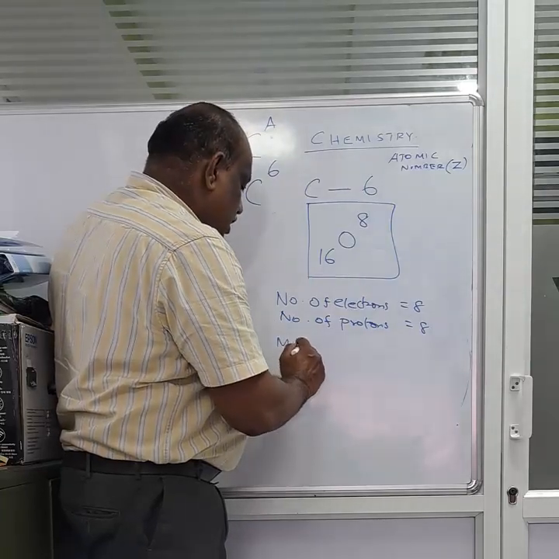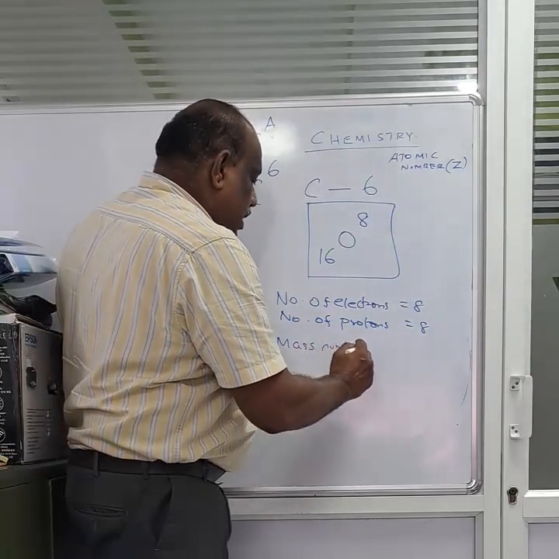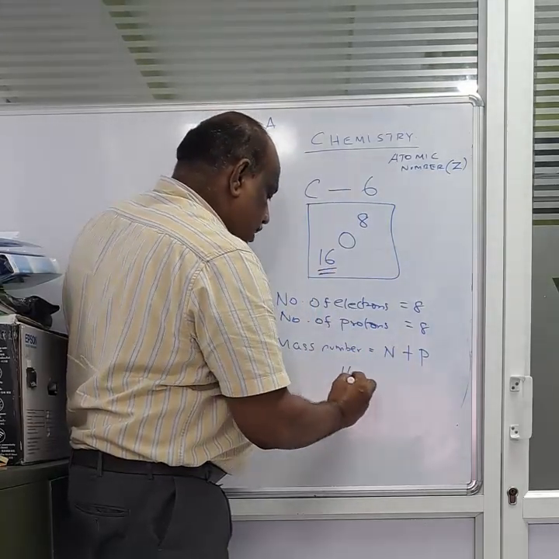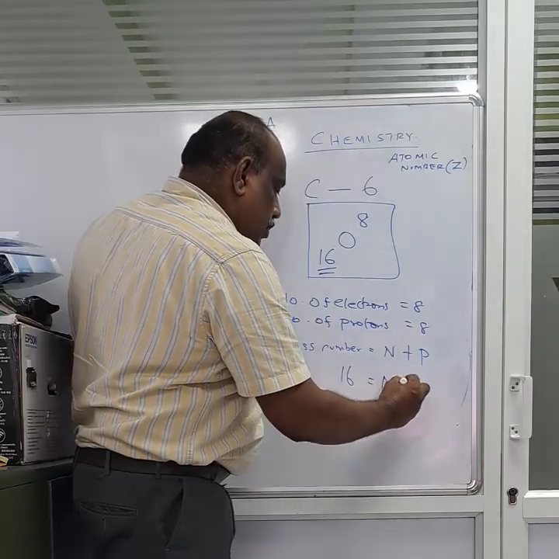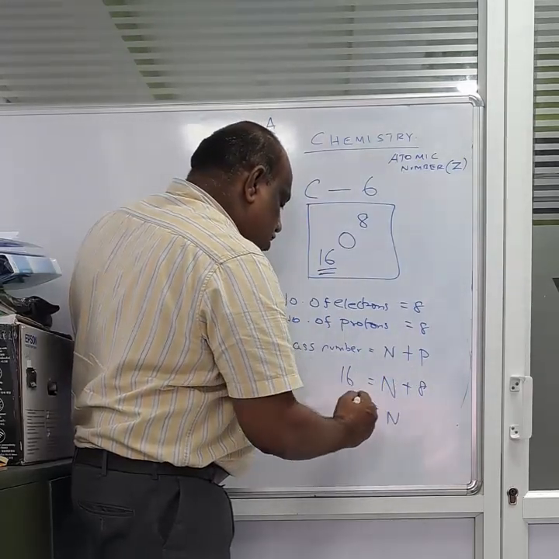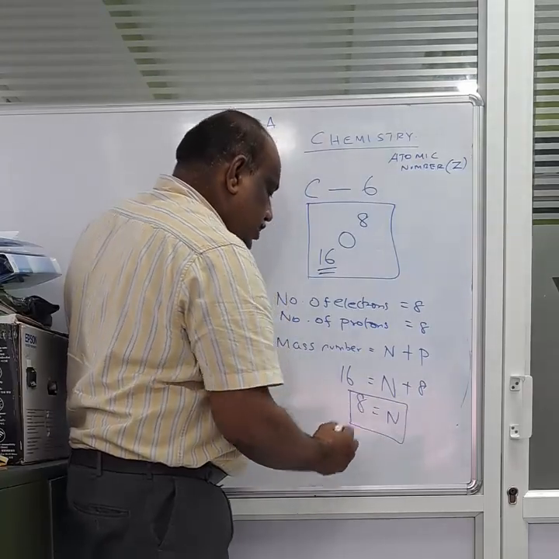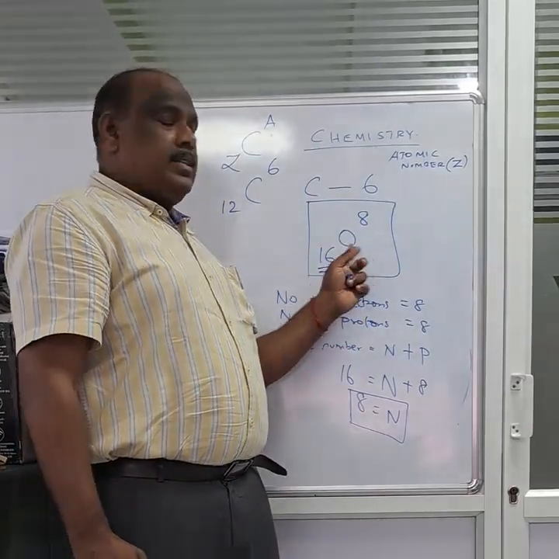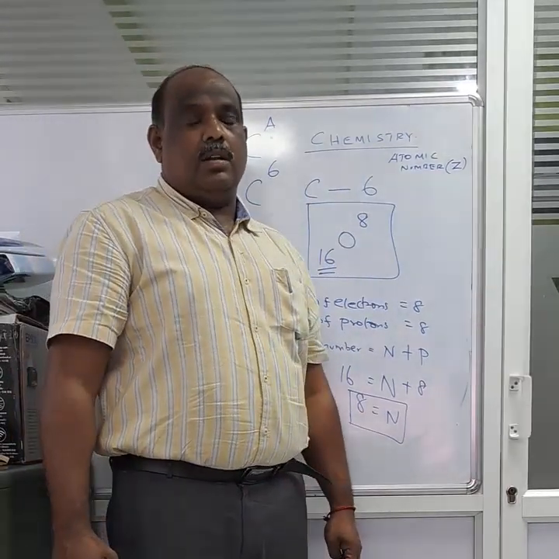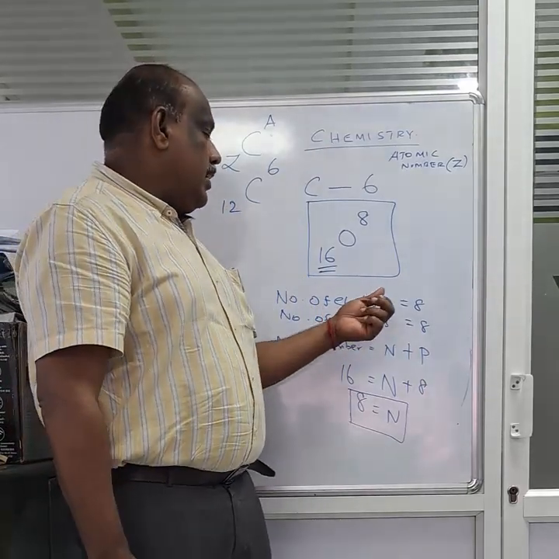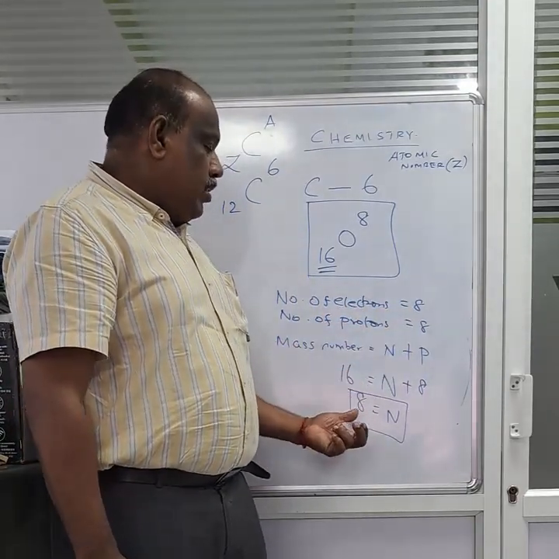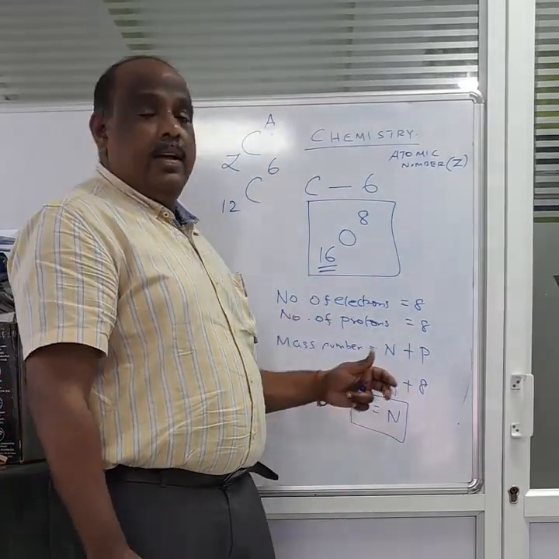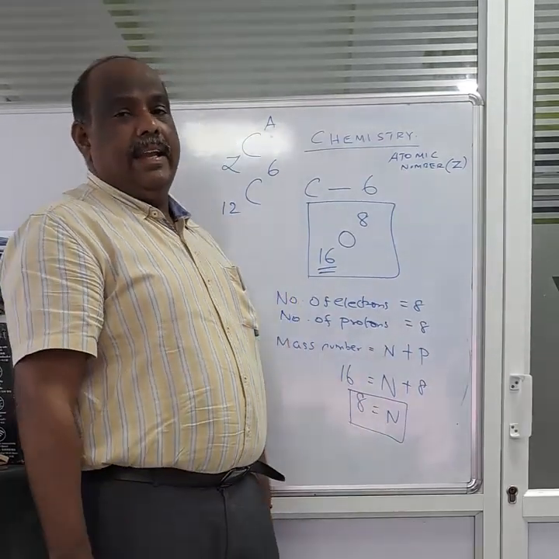What is the mass number? The mass number is given by the mass of neutrons and protons, which is 16. We want to know the number of neutrons. The number of protons is 8, so the number of neutrons is also 8, because 16 minus 8 is 8. In the case of the oxygen atom, they will give it the other way and ask for the number of neutrons or protons. You should tell 8 and 8, and the number of neutrons is also 8. So this is the way we have to write an element.